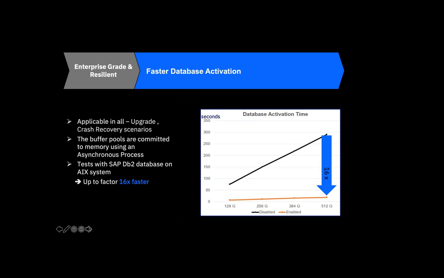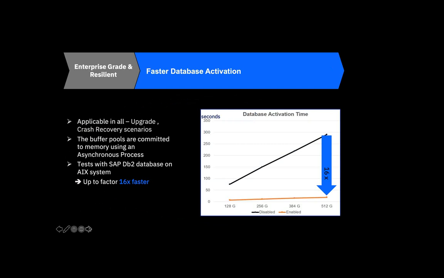Historically in Db2, and this is mostly applicable to warehousing type of applications, what we've observed is that when we allocate memory to buffer pools, as you can see by the graph over here, we go from anywhere from 128 to 512 GB, it would take all the way up to 6-7 minutes for us to activate the database as we waited for the full memory to be allocated.